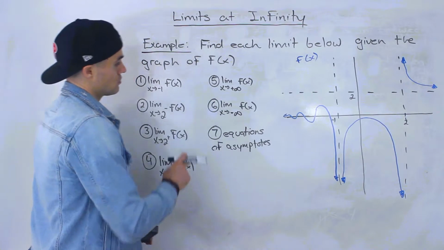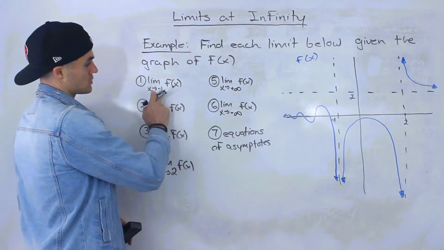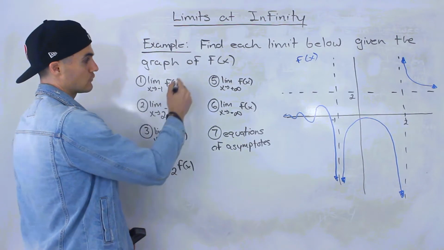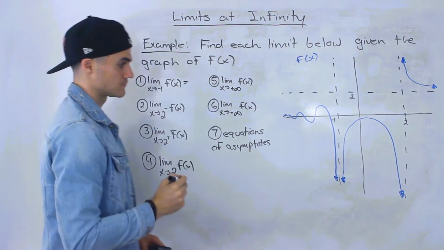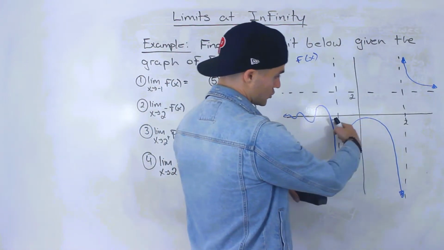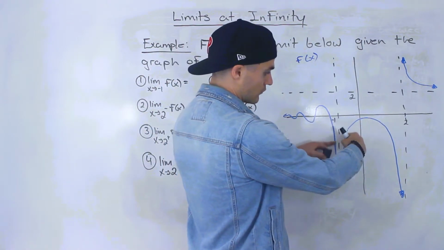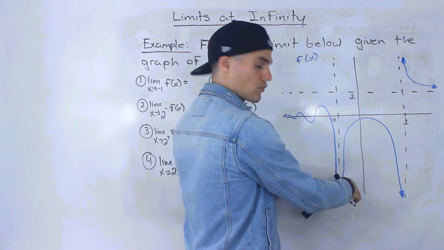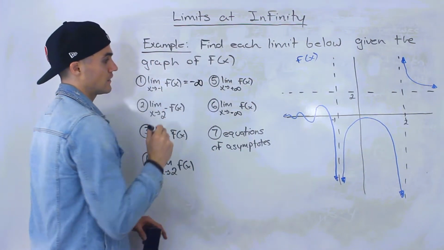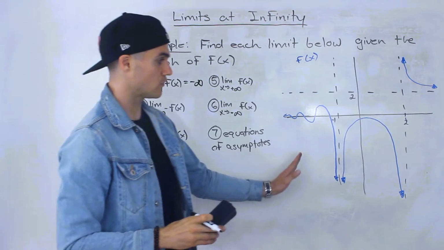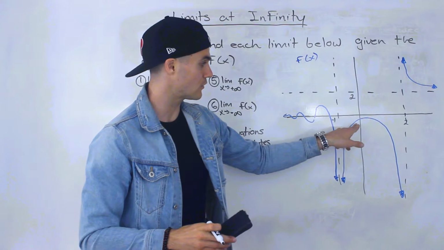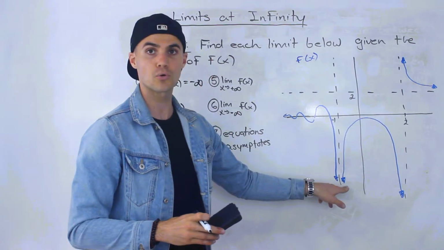So let's go through each of these limits here. Starting with 1, we got the limit as x approaches -1. What's that going to equal? Well, as we approach -1, notice when we approach this x value -1 from both sides, the y values are going towards negative infinity. So as we approach -1 from the negative side, it's going towards negative infinity. As we approach -1 from the positive side, it's going towards negative infinity.